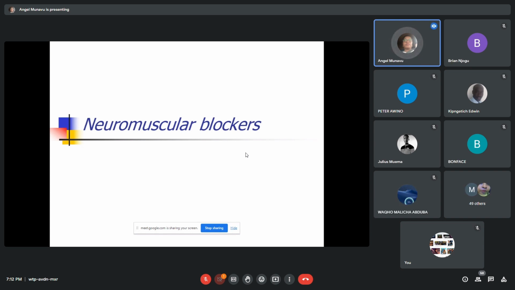And you also need that muscle relaxation so that you can retract the muscles, and the surgeon will be able to see whatever it is that he wants to see.